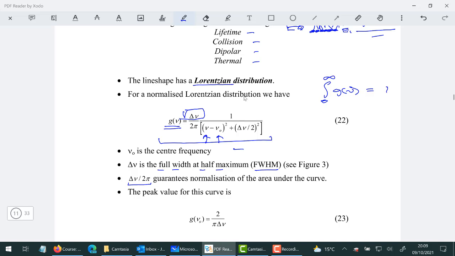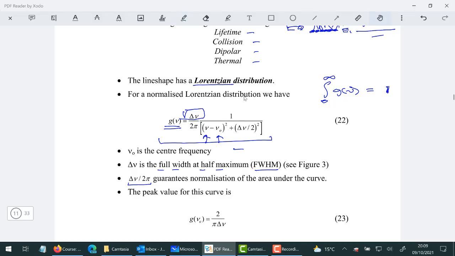Where the frequency can go from 0 Hz up to infinity. Why is it normalized? It's normalized because this is also a measure of probability, and if something's going to happen, then it must be between 0 and infinity. So the probability of it being somewhere between 0 and infinity must be 1 if we integrate over all possibilities.